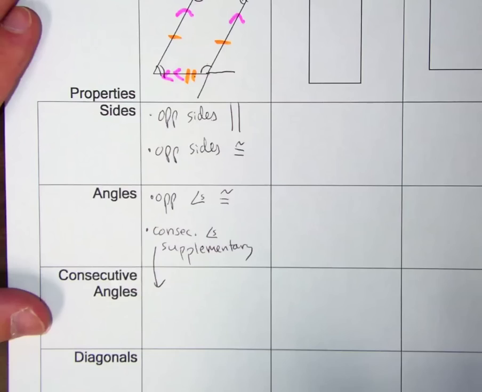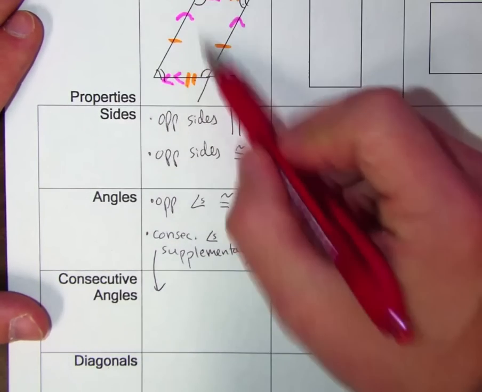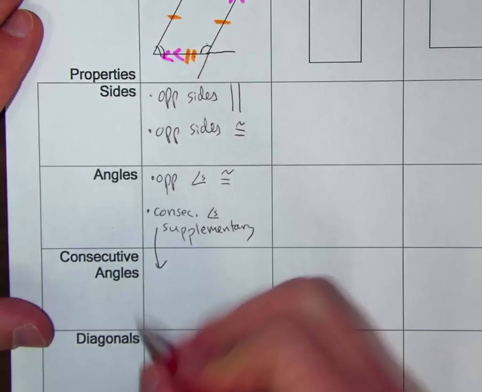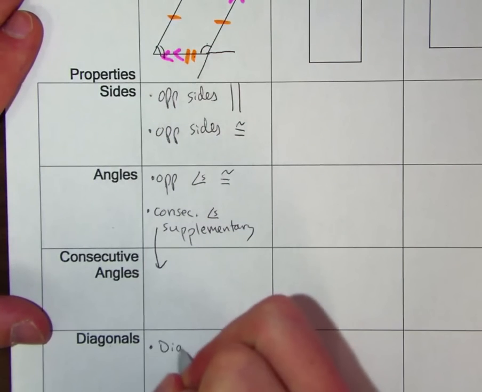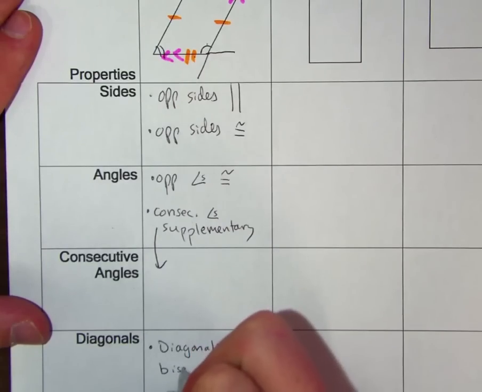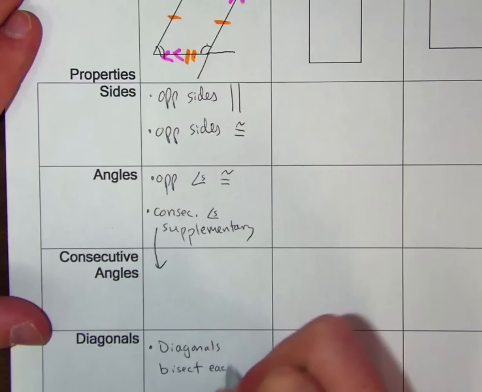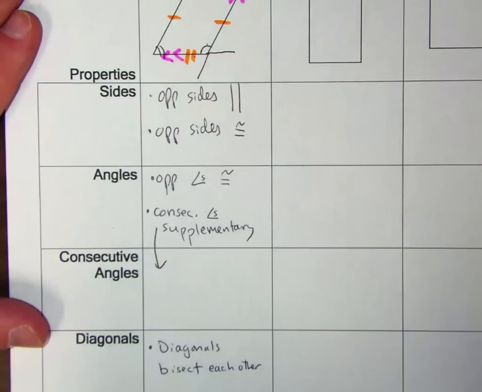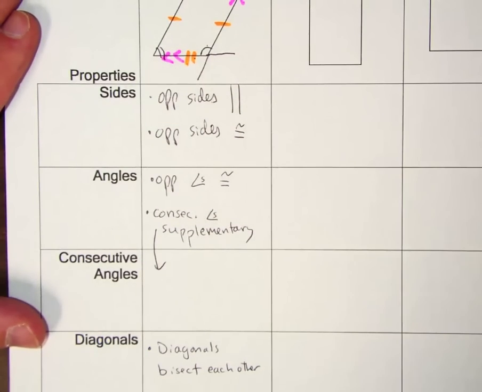And then finally, for diagonals, if you sketch them in, it's going to get a little busy up there. It turns out that they bisect each other. So those are all the rules to be in the parallelogram club.